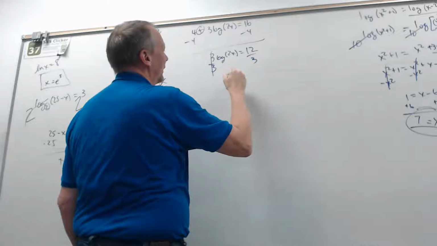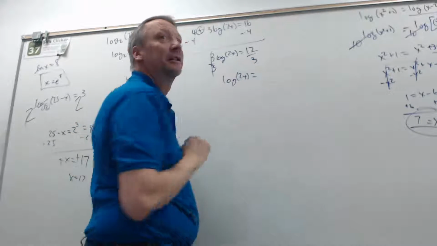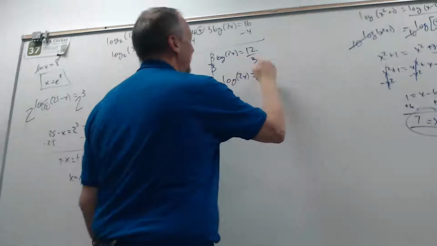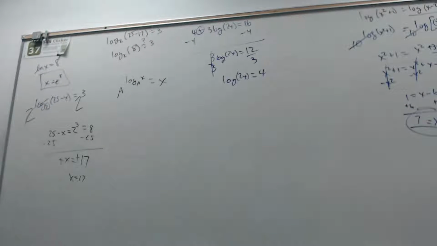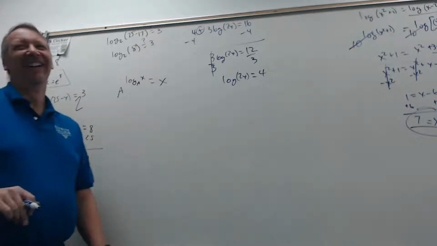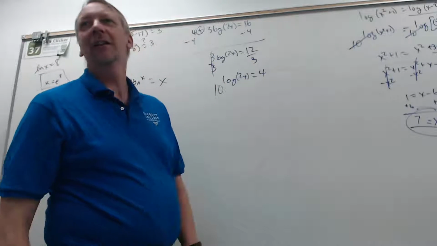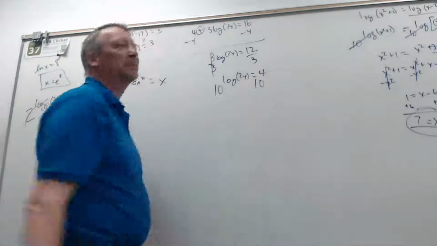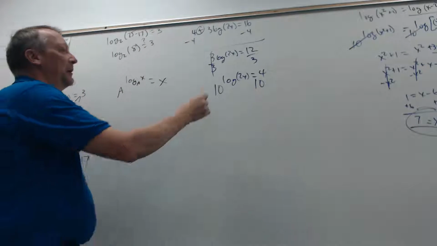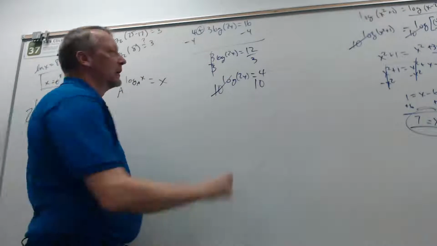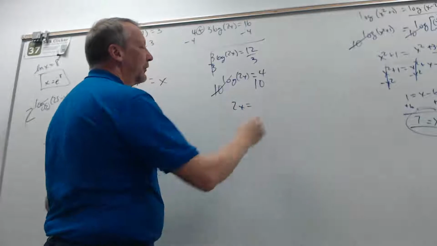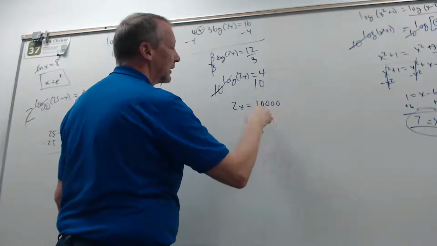Divide by 3: log of 2x equals 4. Oh, no calculator this time, that's good. Almost. It still says 12. Okay. So then you can take the base 10 out, right? Yeah, so we're going to do the anti-log. So that means we raise 10 to both sides, okay? So then this is going to wipe that out, and we're going to be left with 2x equals 10 to the 4th, or a 1 with 4 zeros, correct?